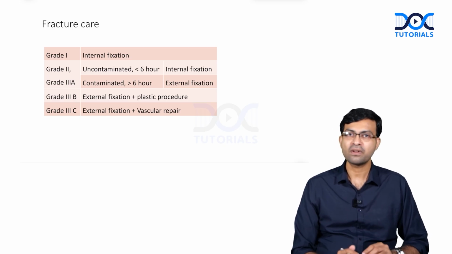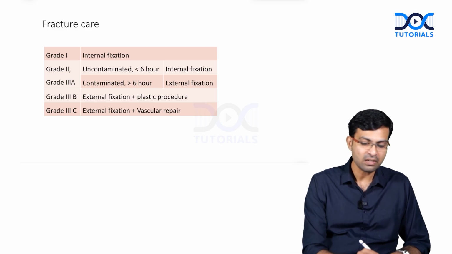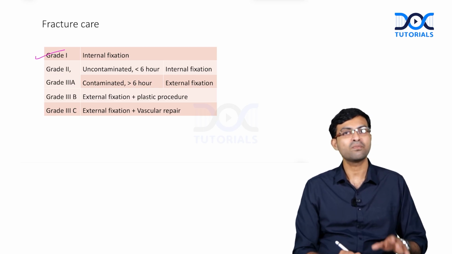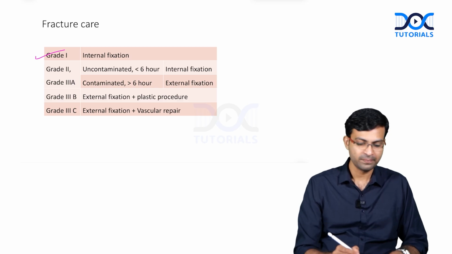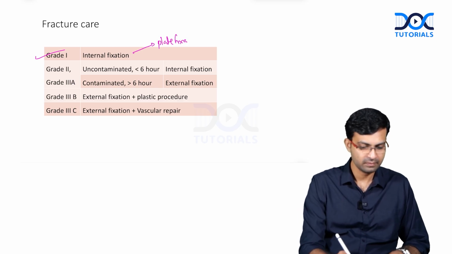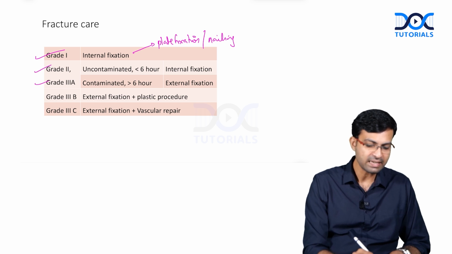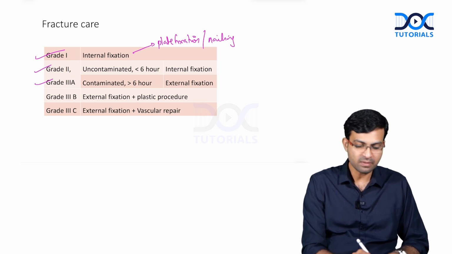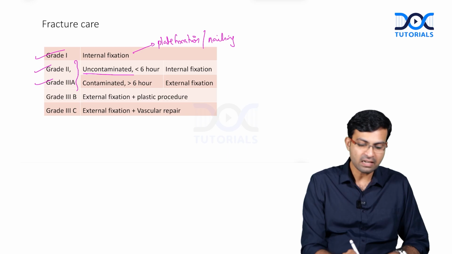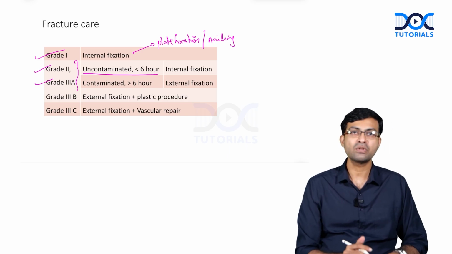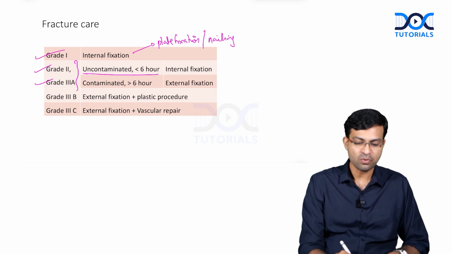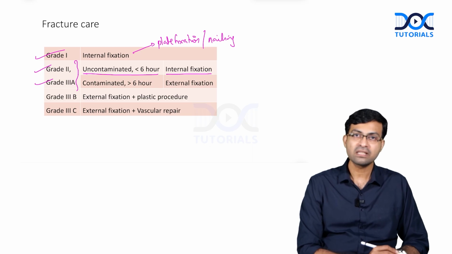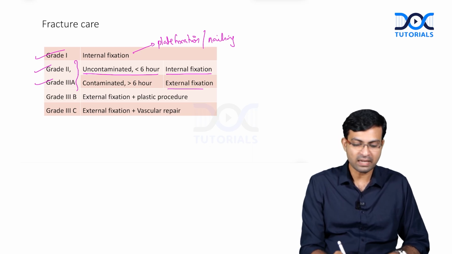So how do you manage a fracture? It depends upon the type of injury. So if it is a grade 1 fracture, you can go in for internal fixation. You can do plate fixation or nailing, it is okay. In grade 2 and grade 3A fractures, these are treated similarly. If the fracture is uncontaminated and the patient has come to you within 6 hours, you can do an internal fixation. If the wound is contaminated and the patient has come to you after 6 hours, then you have to do an external fixation.